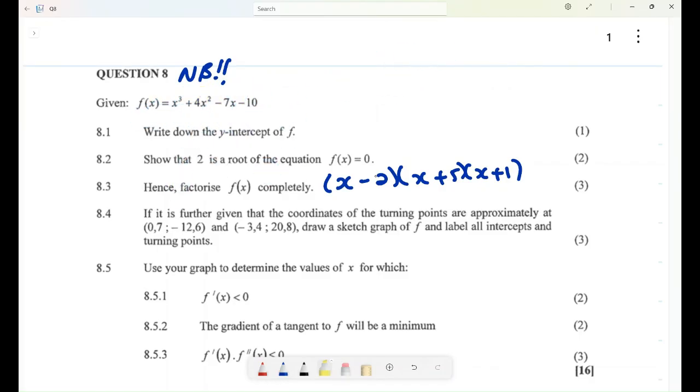Now they say, now to us, 8.4. It is further given that the coordinates of the turning point are approximately at that one and that one. So we are given, right? Draw a sketch of f and label all intercepts and the turning point.